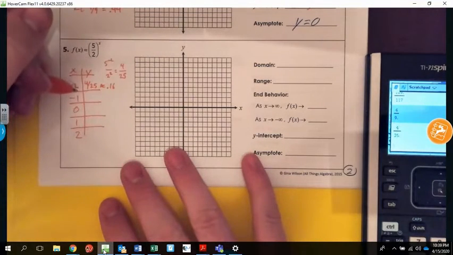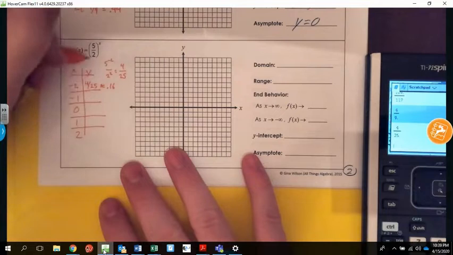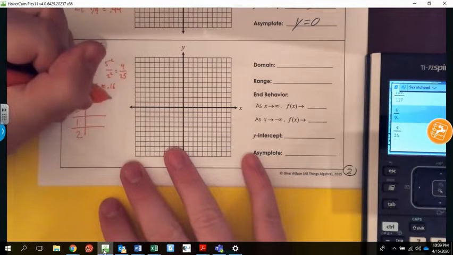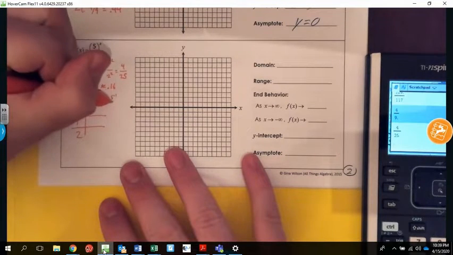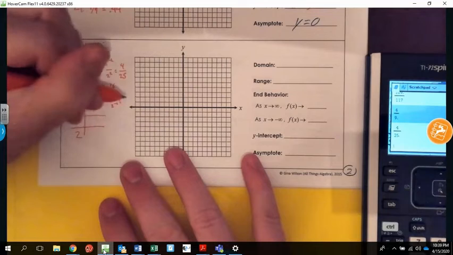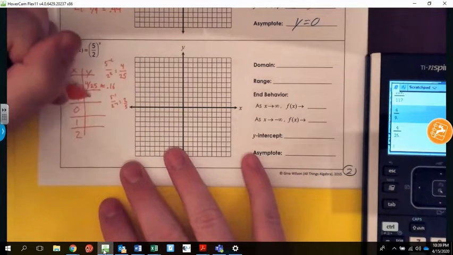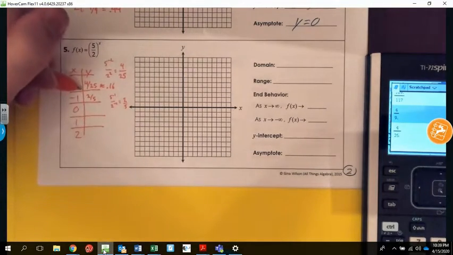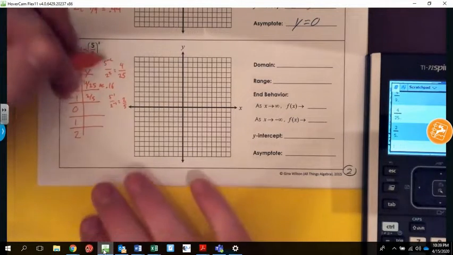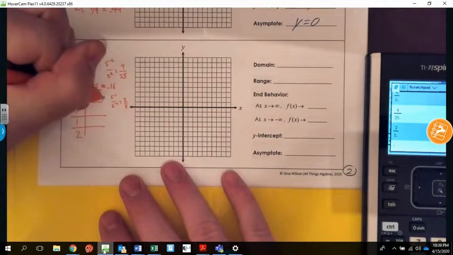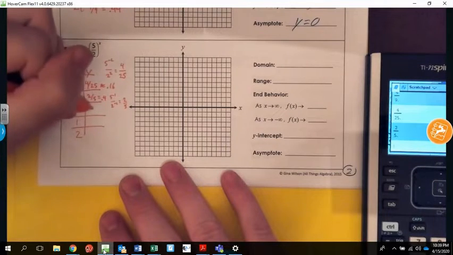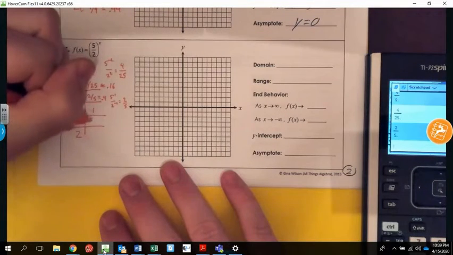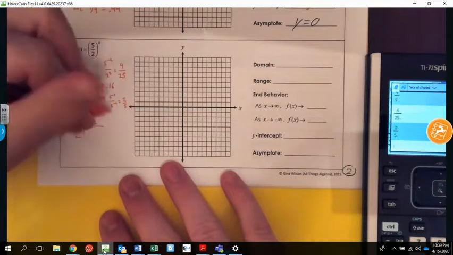Okay, if we use -1, it's going to give us 5 to the -1 over 2 to the -1, which is 2 over 5. And 2 over 5 is 40%, which is equal to 0.4. 0 is going to give us 1. 1 is going to give us 5/2, which is 2.5.